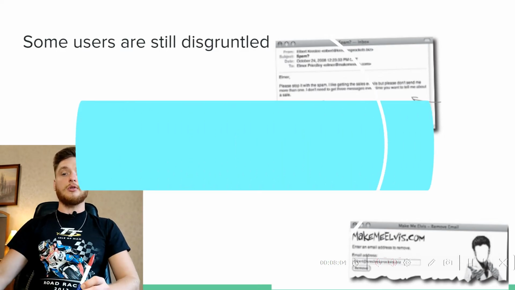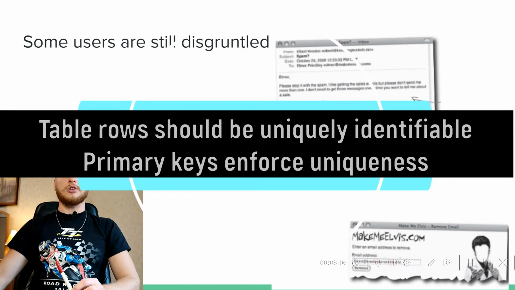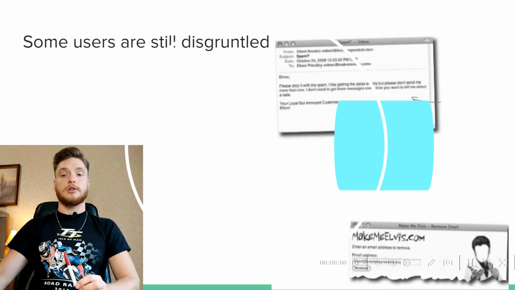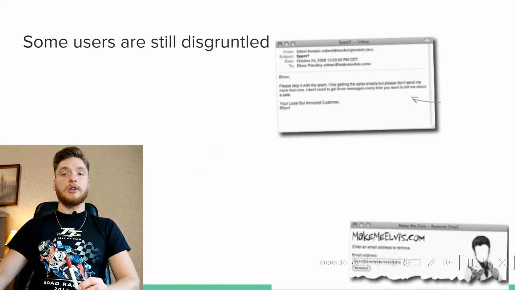Table rows should be uniquely identifiable, and the primary key enforces uniqueness. We will talk about this in the next lesson.